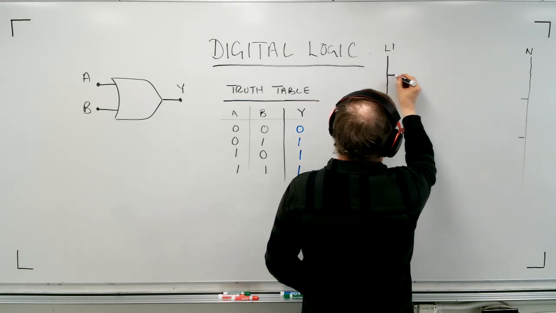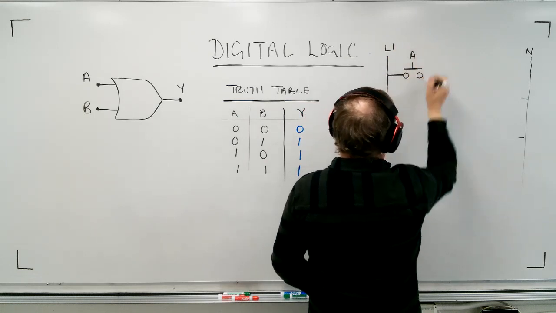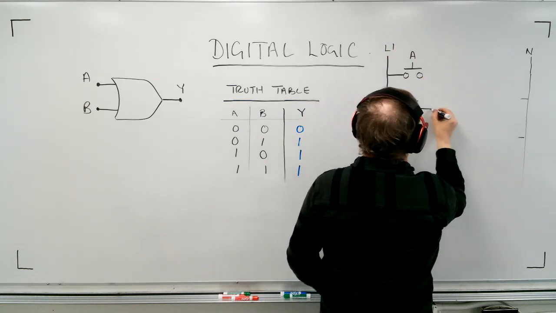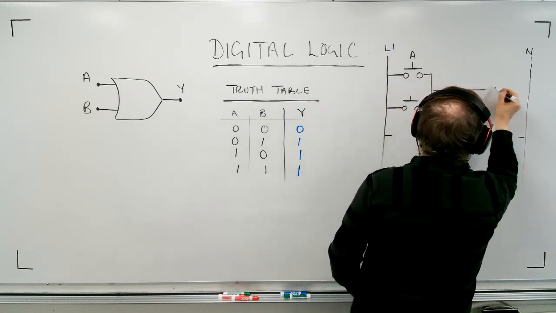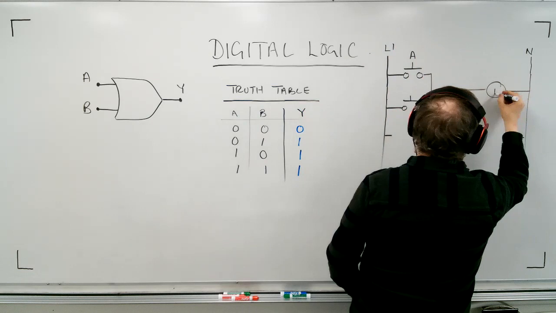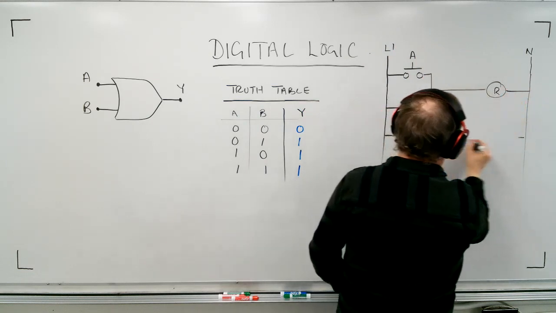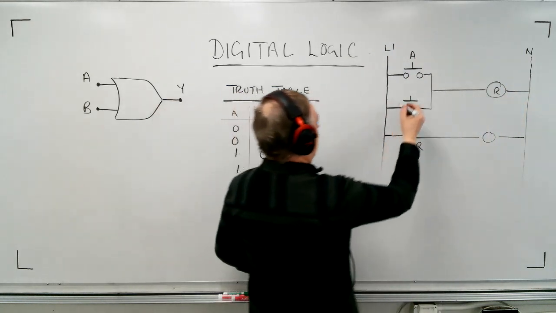Looks like this. Here is A. Here is B. And here's my relay. Okay, here's my contact, R, and here's my light. Now, let's take a look, A and B.